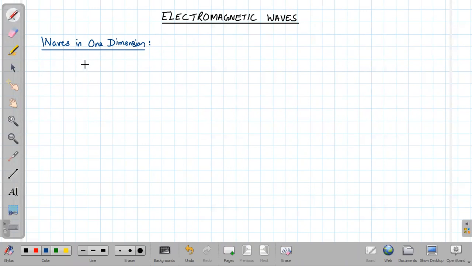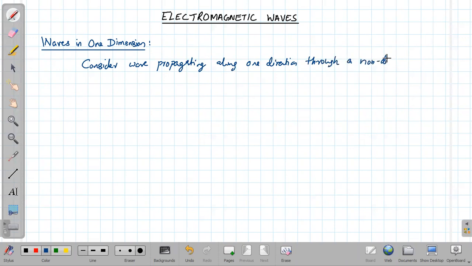So consider a wave propagating along one direction through a non-dissipative and non-dispersive medium.